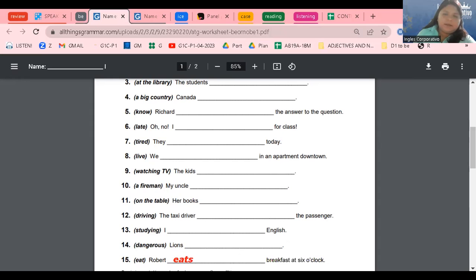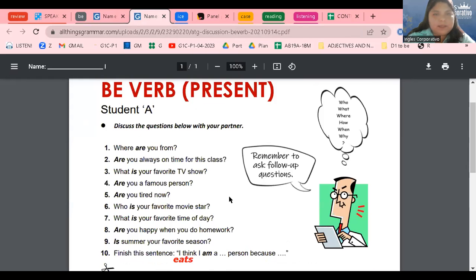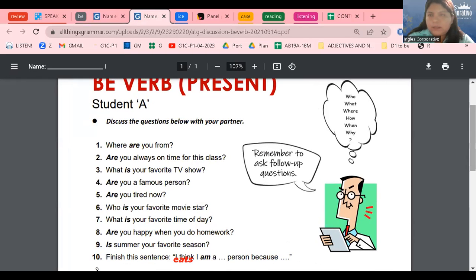It's breakfast at 6 o'clock. Yeah, the thing is that it's not in present continuous, in present participle, because es que ahí estaba solo la base. Robert eats breakfast at 6 o'clock. Okay, so now we continue. We have more activities related to this.